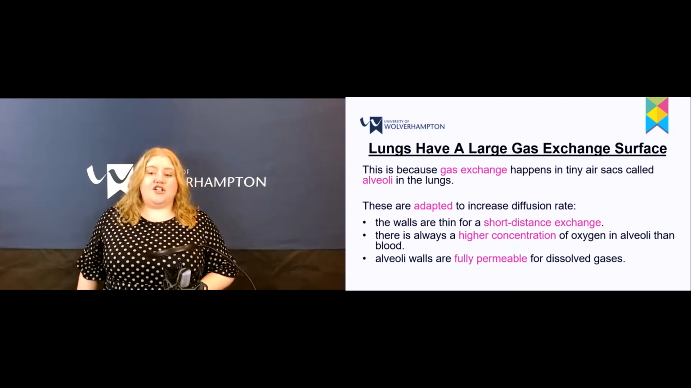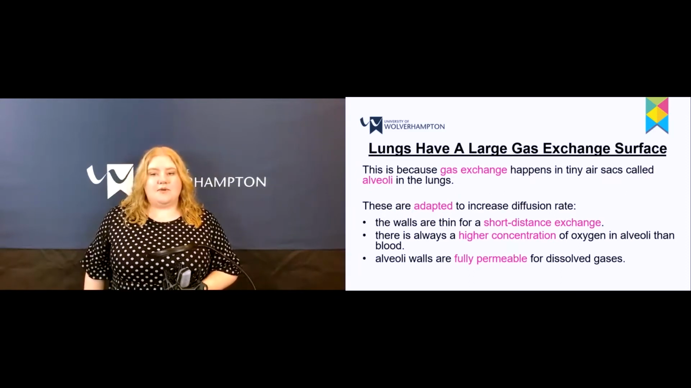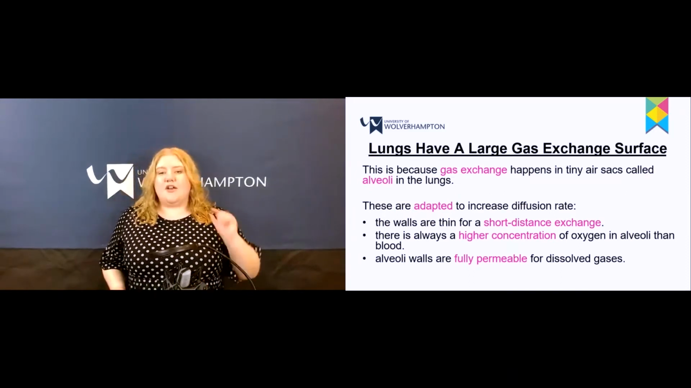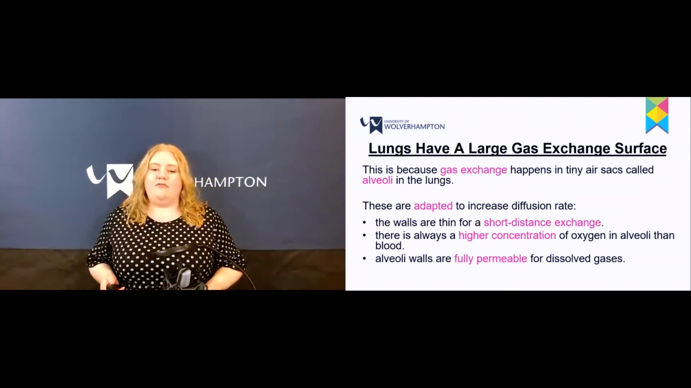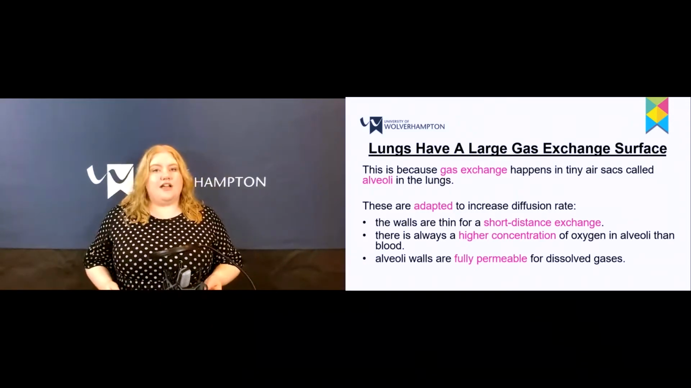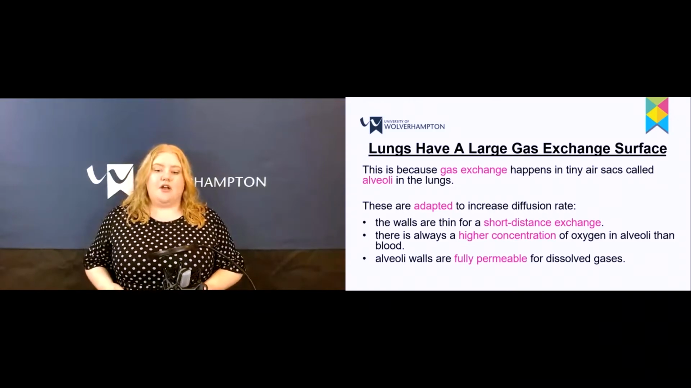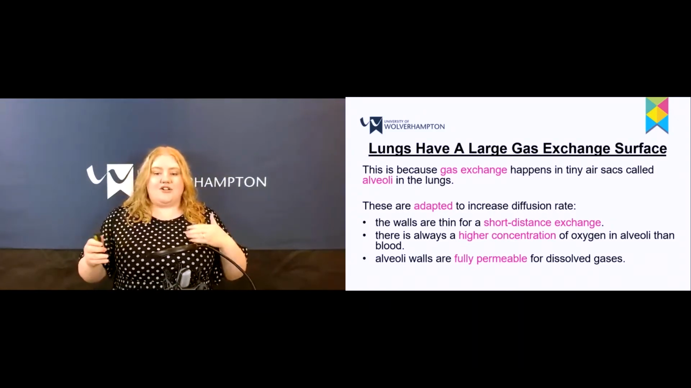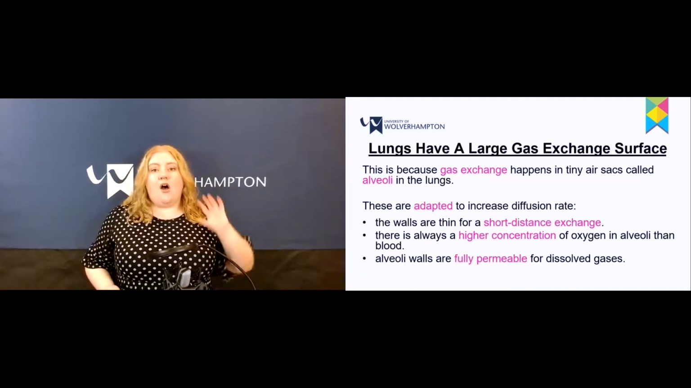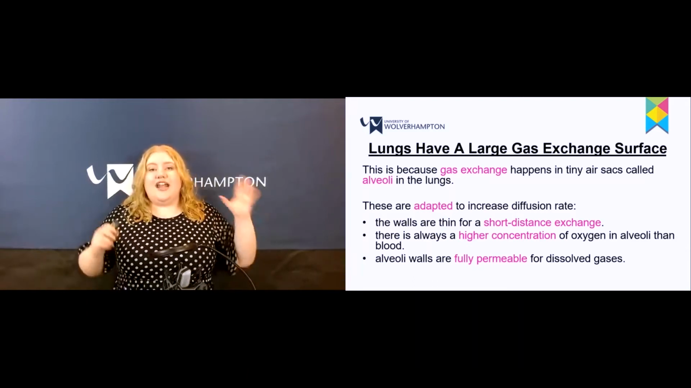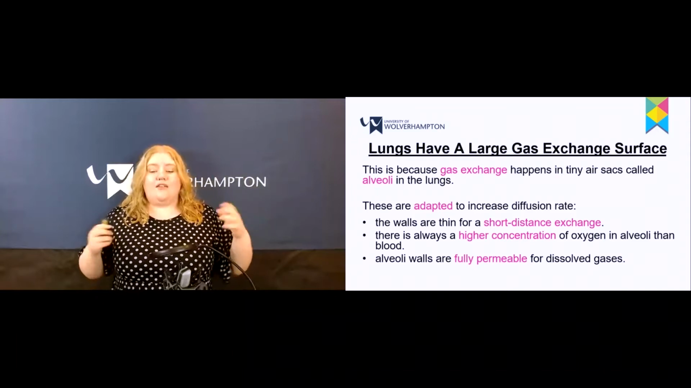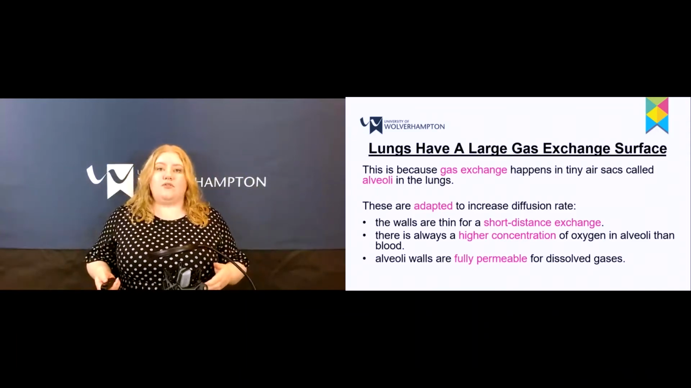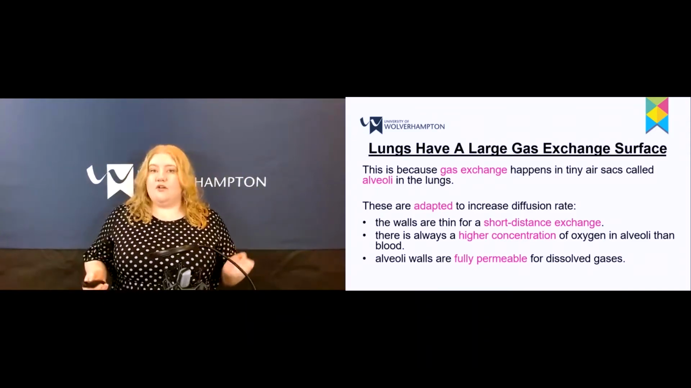Lungs have a large gas exchange surface. This is because gas exchange happens in little tiny air sacs called alveoli that are inside the lungs. These are adapted to increase diffusion rate, so the walls are really thin to make sure that the distance for exchange is very short. There's always a higher concentration of oxygen inside the alveoli than in the blood, and alveolar walls are fully permeable for dissolved gases.